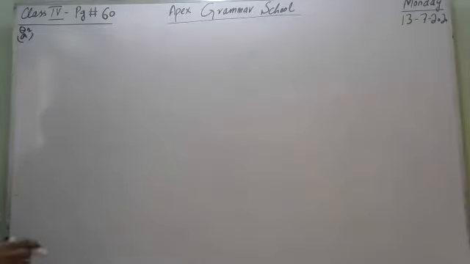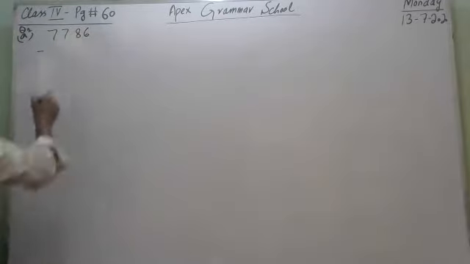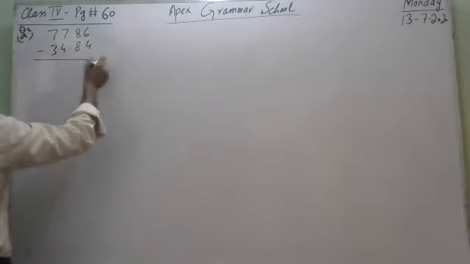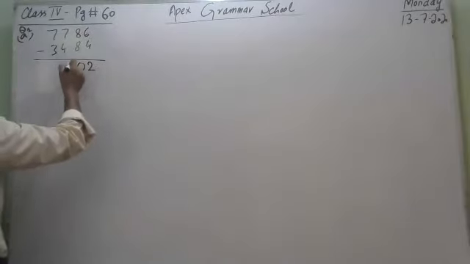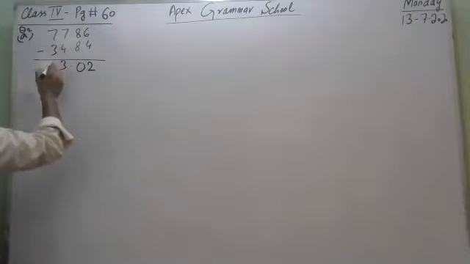First is 77.86 minus 34.84. 6 minus 4, 2, 8 minus 8, 0, decimal as it is. 7 minus 4 is 3 and 7 minus 3 is 4.